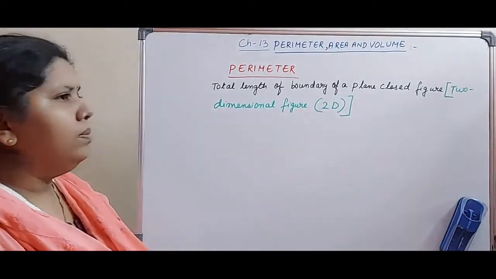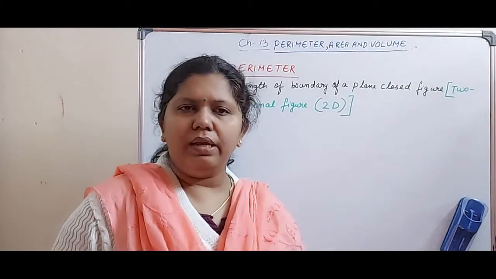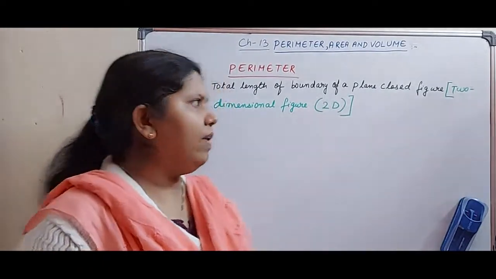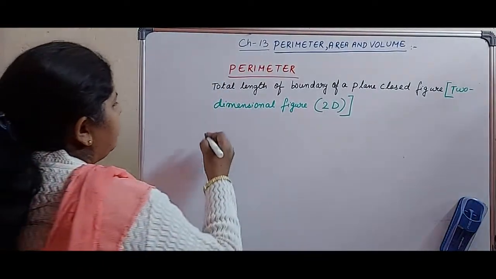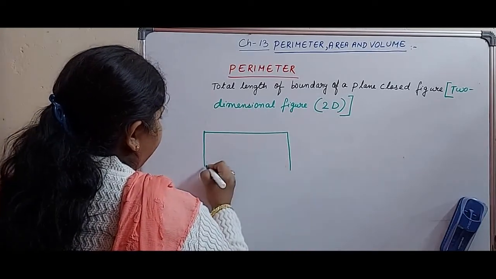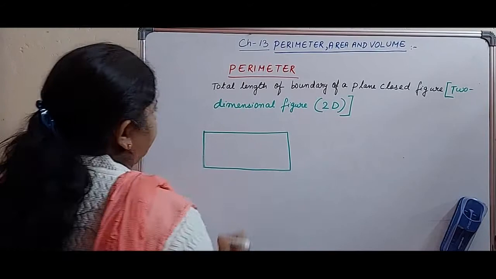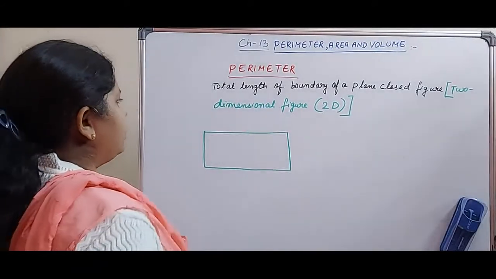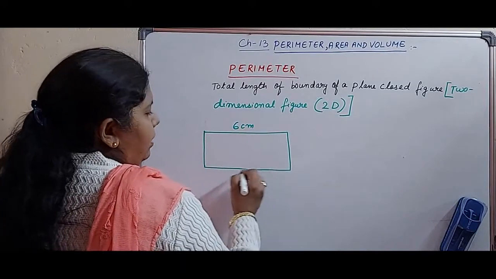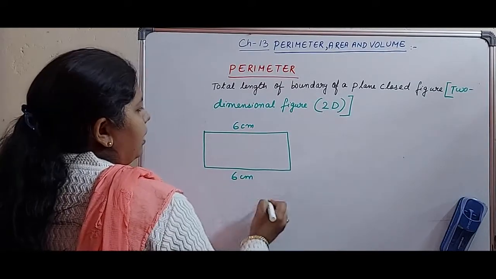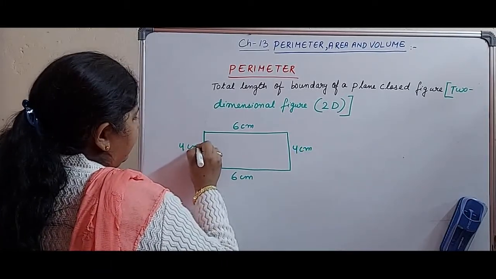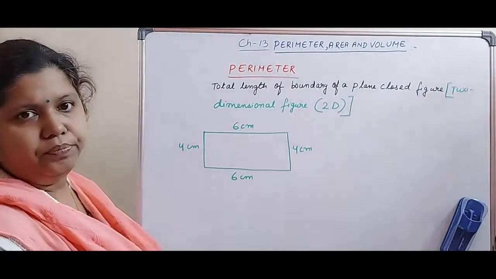So the figure can be a regular one like a square or a rectangle or anything. If I make a rectangle like this, suppose this is your 6 centimeter, the length part, and suppose the breadth part is 4 centimeter here, then what will be the perimeter?